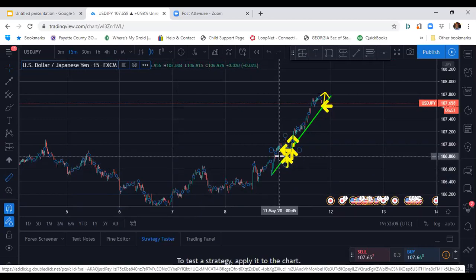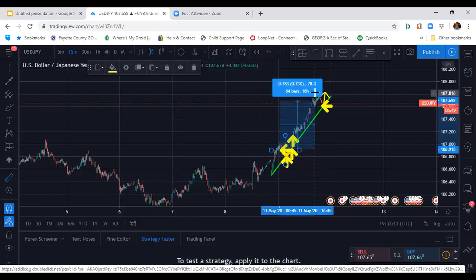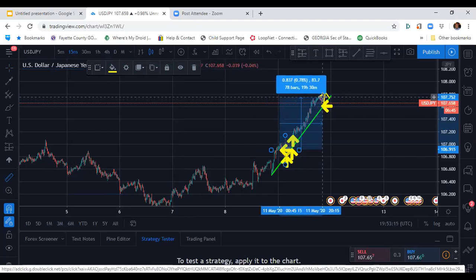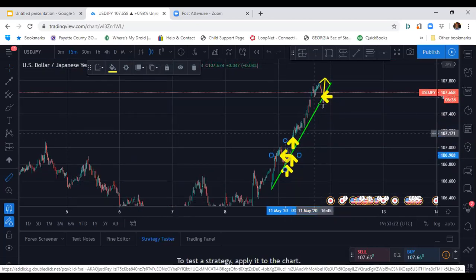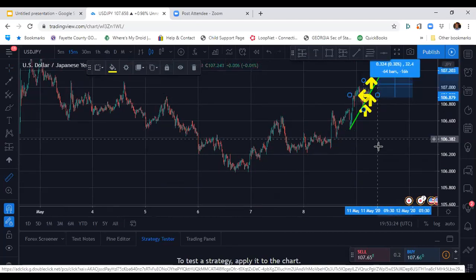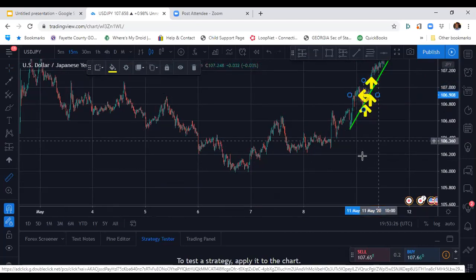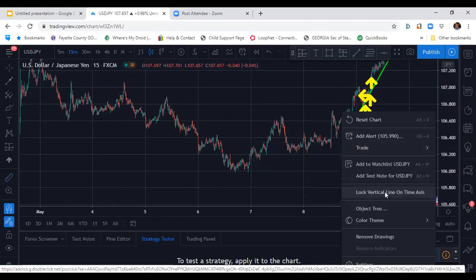Say I got in somewhere here. So it looks like it's possibly about 80 pips, somewhere around 80, 85 pips that you could have got into just looking at that. So just, you know, an approximation there.